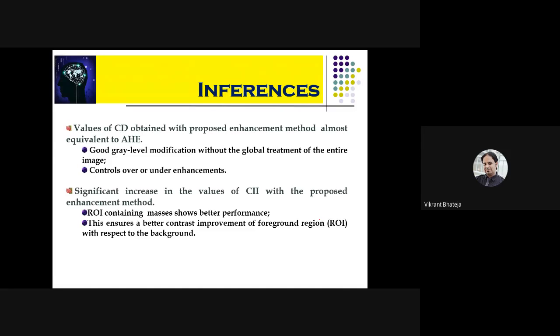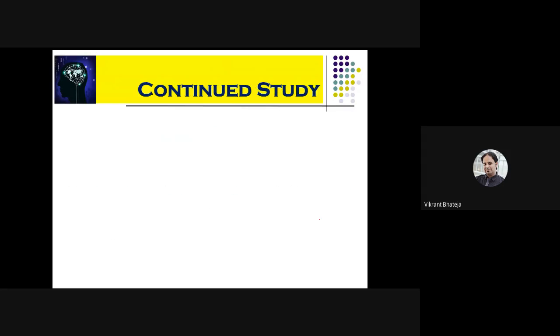So the inferences over here are this: your contrast difference values were not very good, but once you replaced it with the contrast improvement index, those values changed and they are telling you the right assessment, right? And this particular function has given you good gray level modification, and there is a threshold parameter which has helped to control the over and under enhancement. So this is the biggest inference when you are using this particular function.